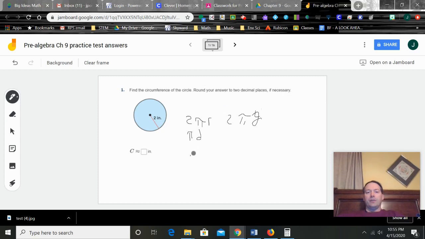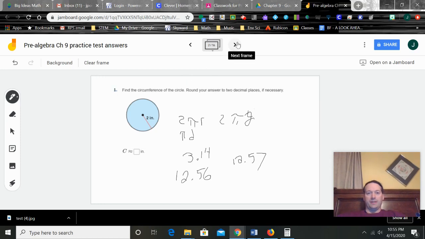Now, if you're using 3.14 for pi, that's totally fine. If you do, you're going to get an answer of 12.56. However, if you use the little pi button on your phone or calculator, whatever it happens to be, you will get 12.57. Really doesn't matter which one you used. I'll accept both of them, so don't worry too much about that.